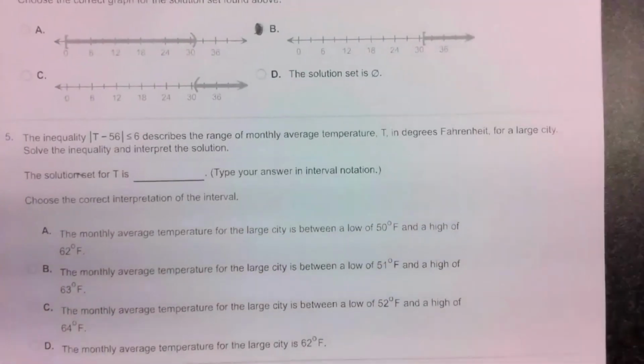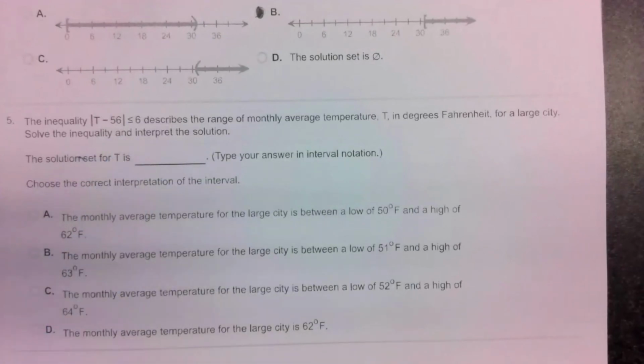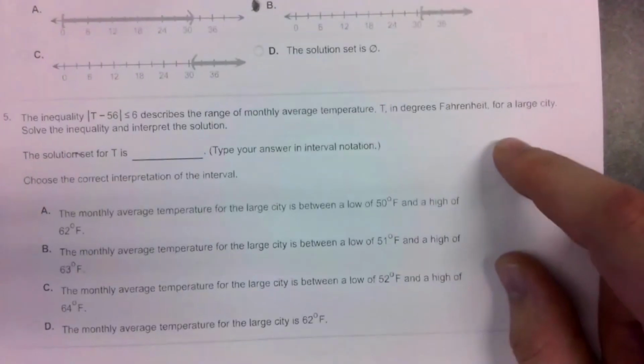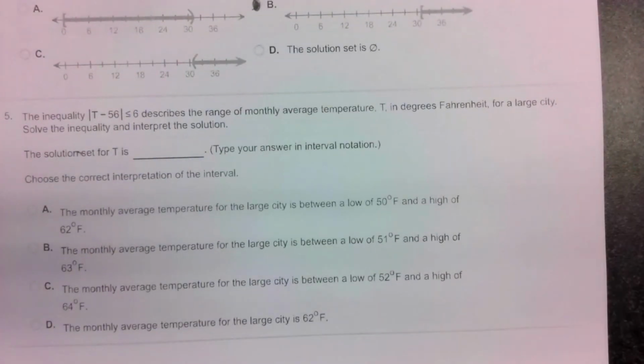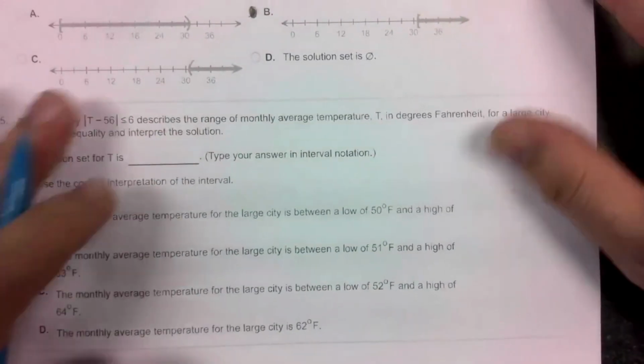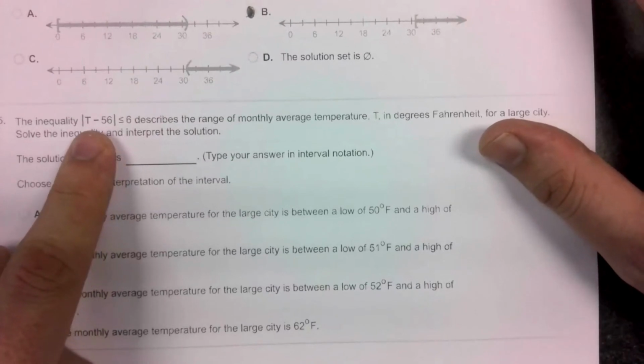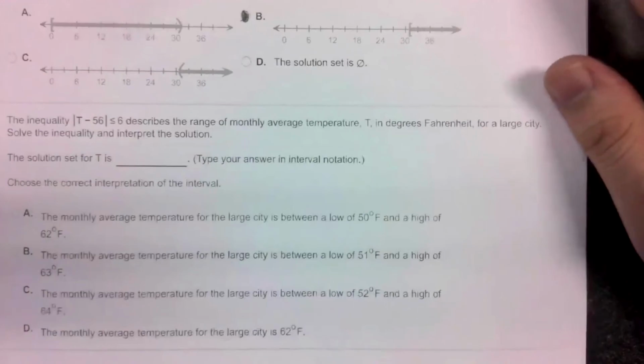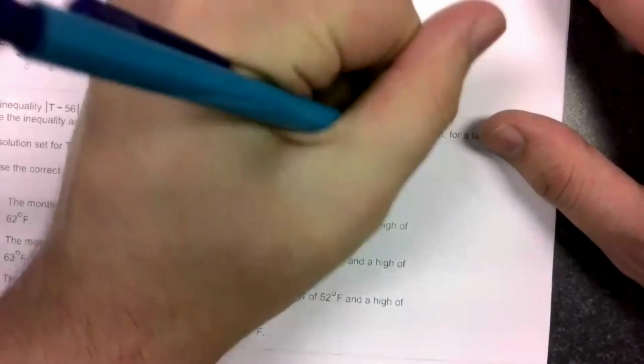Number 5, the inequality absolute value of t minus 56 is less than or equal to 6, describes the range of monthly average temperatures in Fahrenheit for a large city. So it says solve the inequality and interpret the solution. So again, whenever I have an absolute value, I know it's going to be between 6 and negative 6. So my interval looks like negative 6 is less than or equal to t minus 56, which is less than or equal to 6.